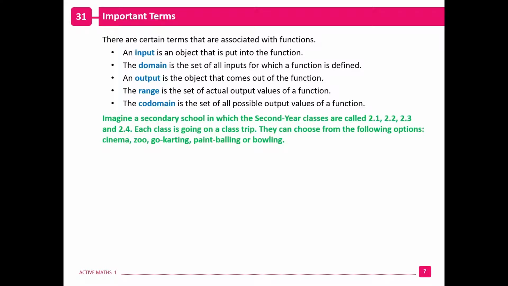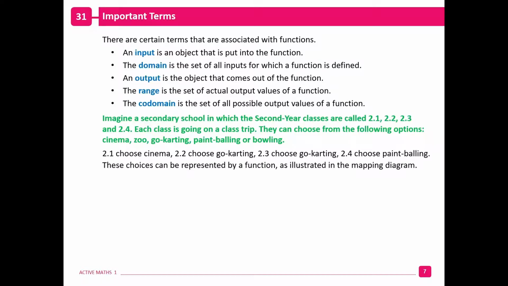Let's have a look at a question example. Imagine a secondary school like our own, in which the second year classes are called 2-1, 2-2, 2-3 and 2-4. Each class is going on a class trip. They can choose from the following options. They can either go to the cinema, the zoo, go-karting, paintballing, or bowling. 2-1 choose the cinema, 2-2 go-karting, 2-3 choose go-karting as well, and 2-4 choose paintballing.